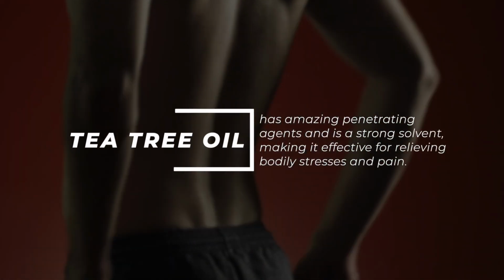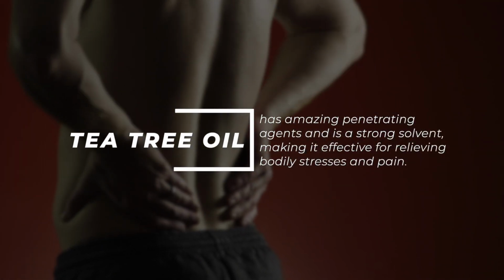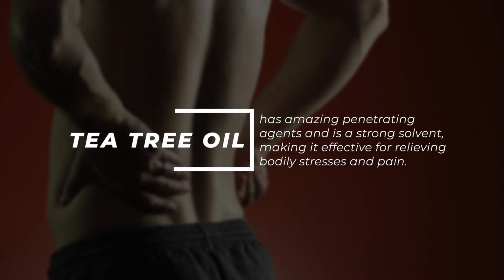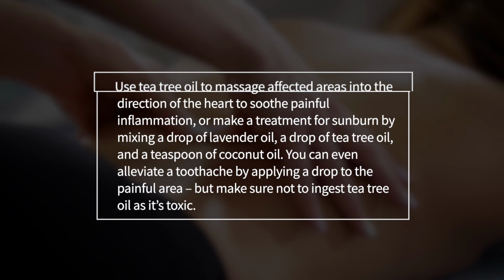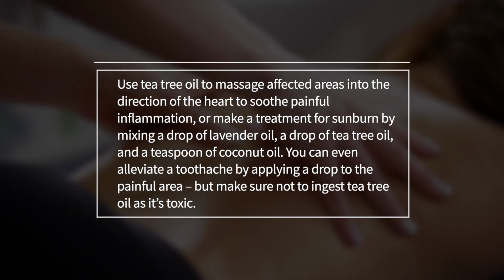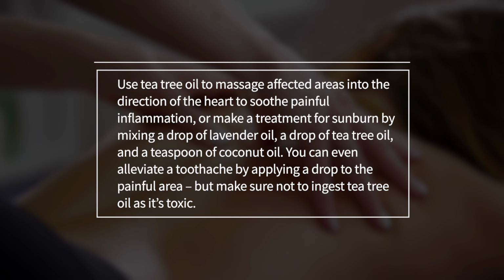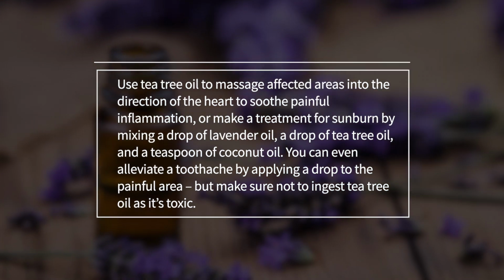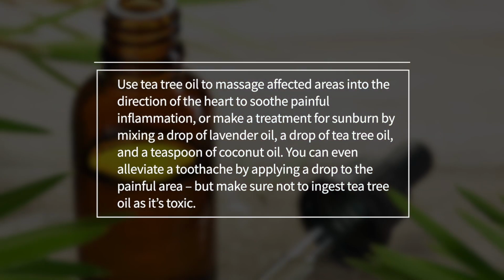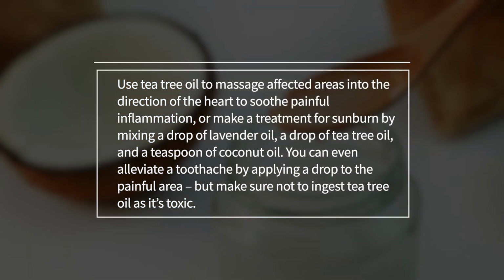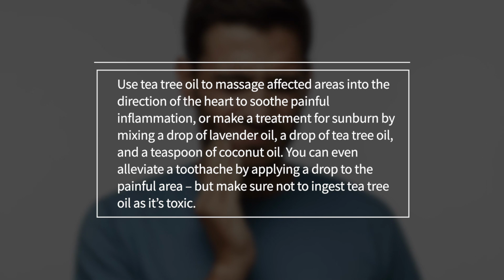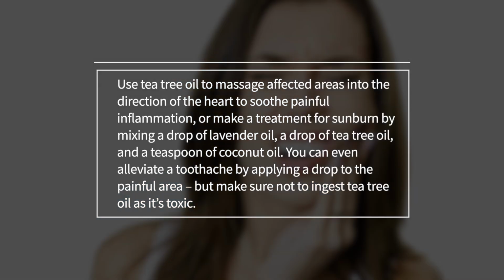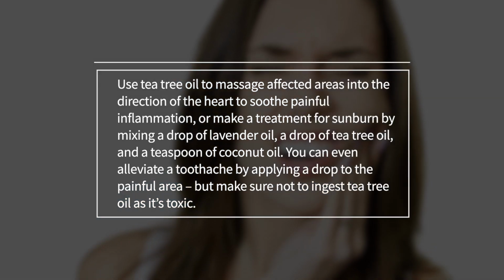7. Pain reliever. Tea tree oil has amazing penetrating agents and is a strong solvent, making it effective for relieving bodily stresses and pain. Use tea tree oil to massage affected areas in the direction of the heart to soothe painful inflammation, or make a treatment for sunburn by mixing a drop of lavender oil, a drop of tea tree oil, and a teaspoon of coconut oil. You can even alleviate a toothache by applying a drop to the painful area. But make sure not to ingest tea tree oil, as it's toxic.